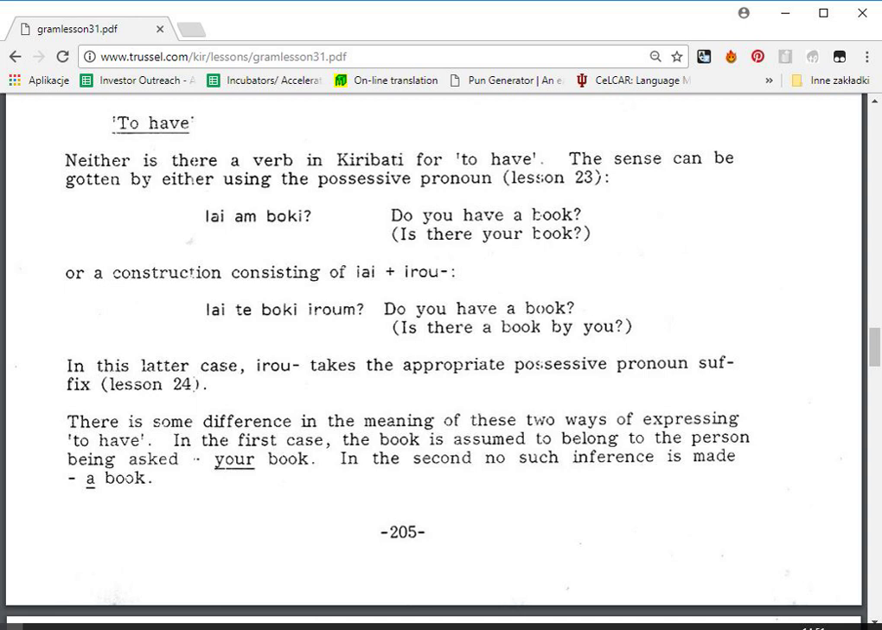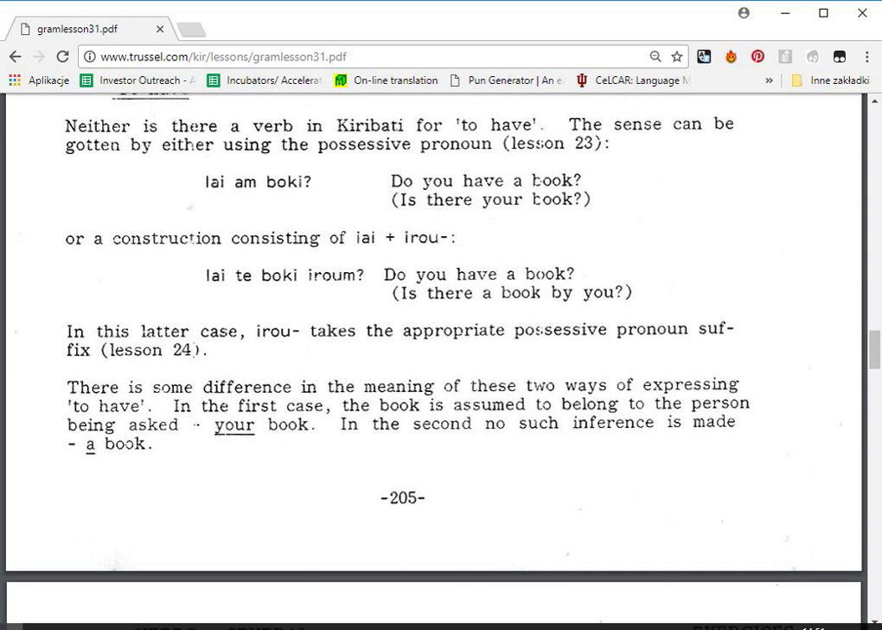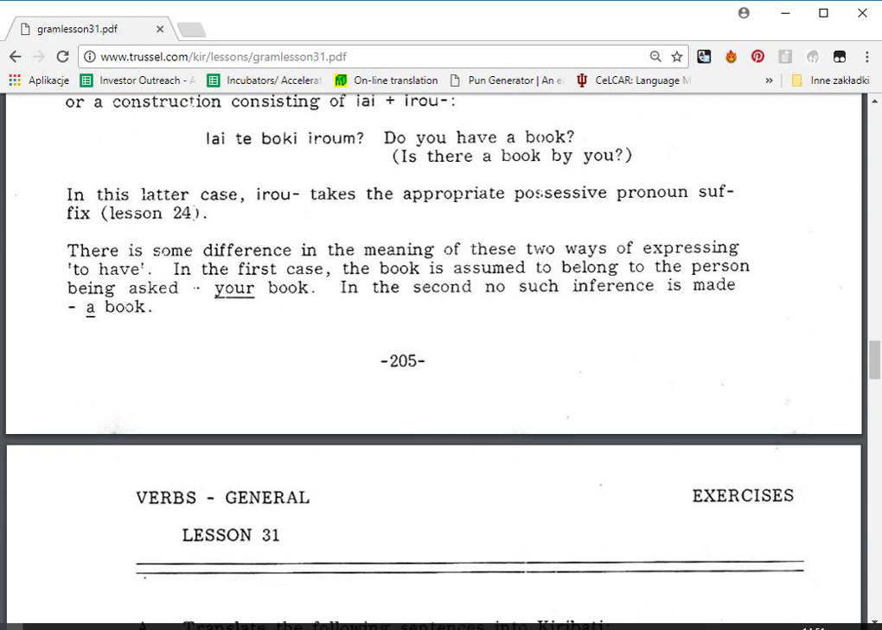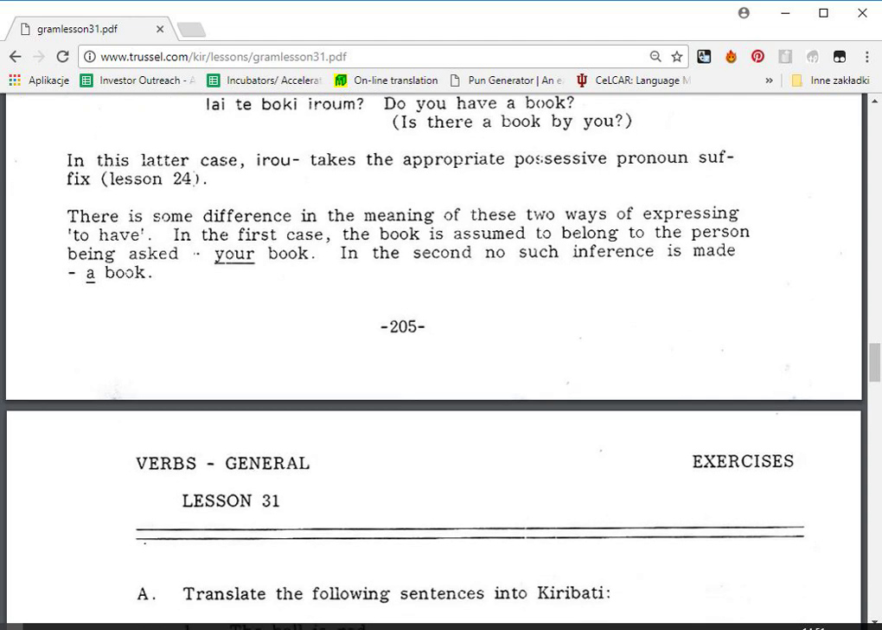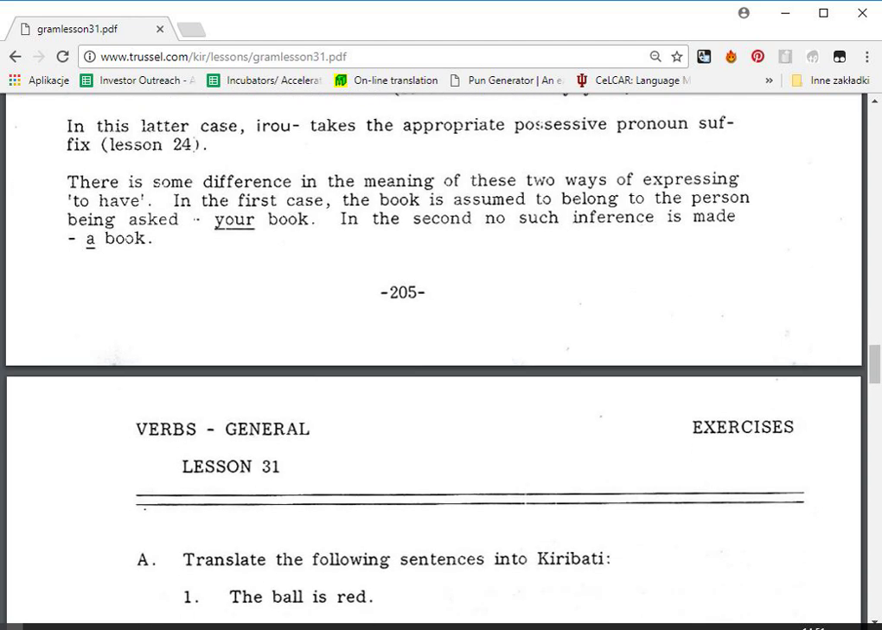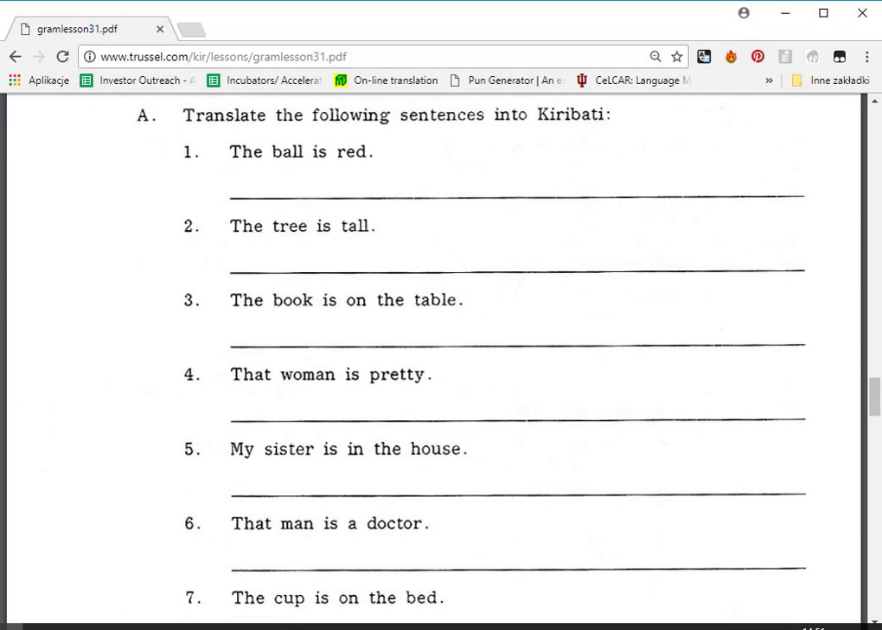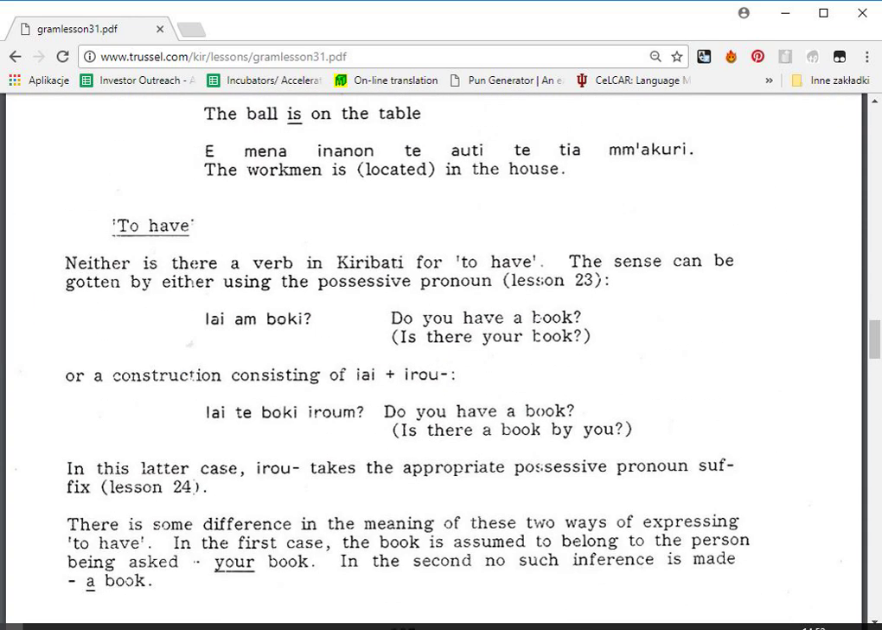Or a construction consisting of ei plus iro. So this will make it clear. Ei te bok iro means, is there a book by you? In this latter case, iro takes the appropriate possessive pronoun suffix. So I believe in one of the first two lessons, we actually went over this in my series. In the first case, the book is assumed to belong to the person being asked. Your book. In the second, no such inference is made. A book. Okay, now here's a bunch of fantastic exercises that I look forward to skipping.